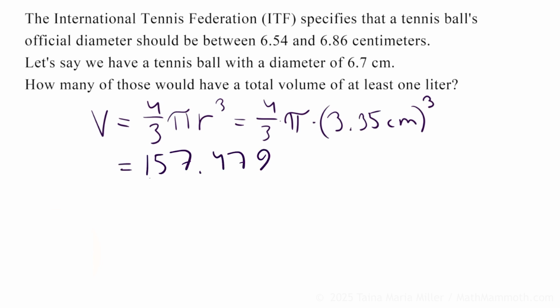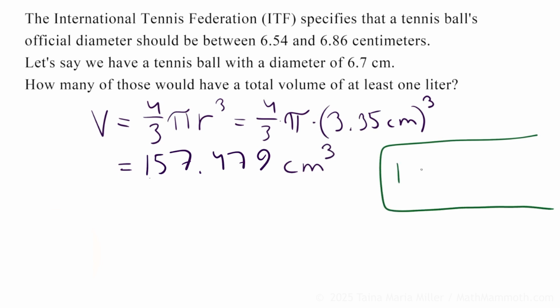So here we get 157 point, and I want to keep several decimals here since this is just an intermediate result. The final result we want to round, and in this case it's asking how many tennis balls, so we actually have to round it to entire tennis balls. But you always want to keep extra decimals for your intermediate results. What unit is here? Well, centimeters cubed. And then I said already that 1 liter, as a side note, is 1,000 cubic centimeters, or also 1,000 milliliters. And 1 milliliter is equal to 1 cubic centimeter.